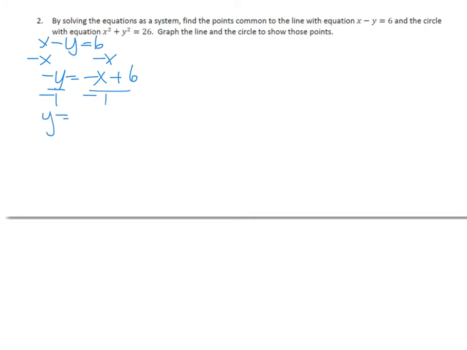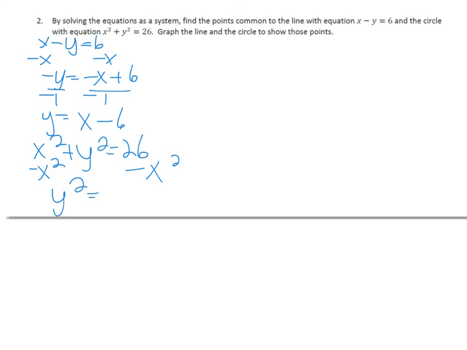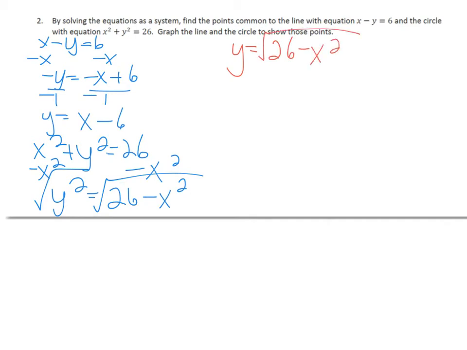I get y is going to equal positive x minus 6. And my other equation is x squared plus y squared is equal to 26. And same thing, I'm just going to solve for y here so that we can use substitution. So subtracting the x squared, I get y squared is equal to 26 minus x squared, and just taking the square root of this thing here, I get my second equation as y is equal to the square root of 26 minus x squared.